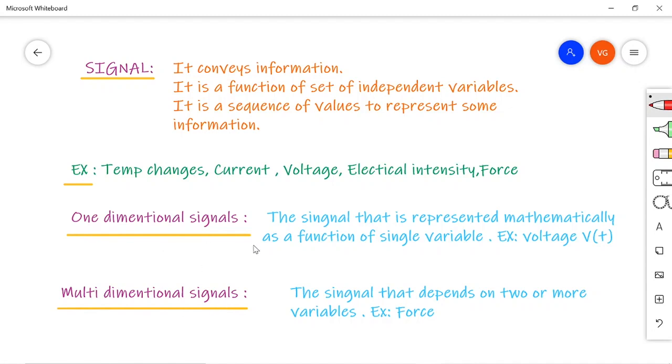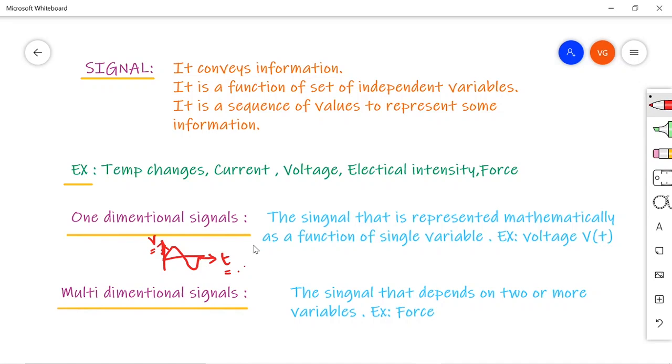An example of a one-dimensional signal is voltage. Let us consider a voltage signal here. So this is your voltage and it depends upon time. That is, the voltage varies with respect to time. The voltage depends only on time. So this is called a one-dimensional signal.